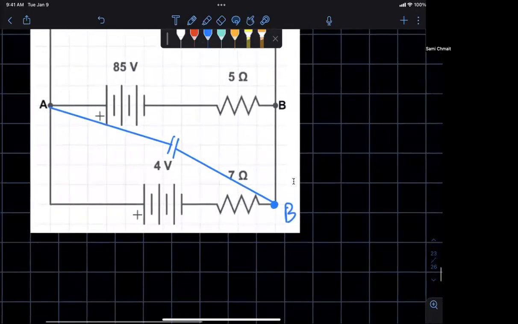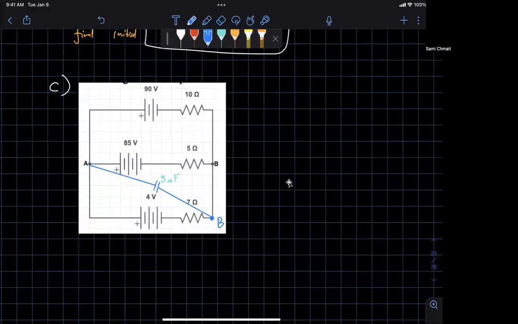Okay, so we know what the capacitance is there. It's equal to 3 microfarad. Okay, so now we can solve this using another loop. Let's call this loop number 4.